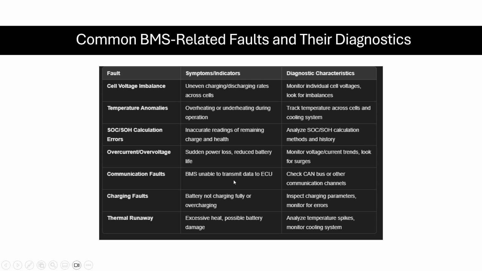Communication fault. The BMS is unable to transmit data to the ECU. For that, we have to check the CAN bus and other communication channels. Charging fault. The battery is not charging fully or is overcharging. In this case, we have to inspect charging parameters and monitor for errors. Thermal runaway. Excessive heat, possibly causing battery damage. Analyze temperature spikes and monitor the cooling system again.